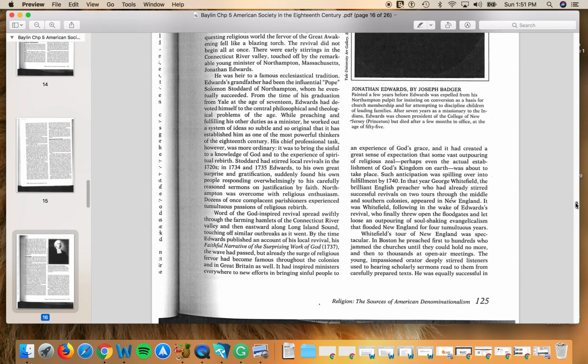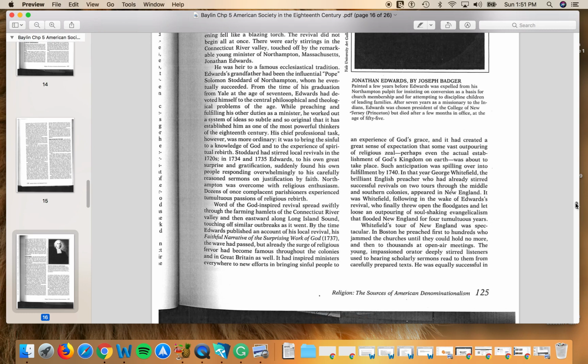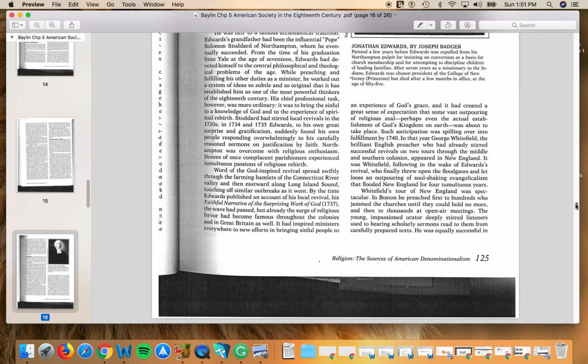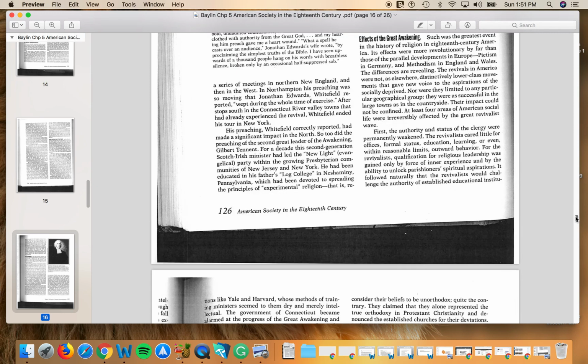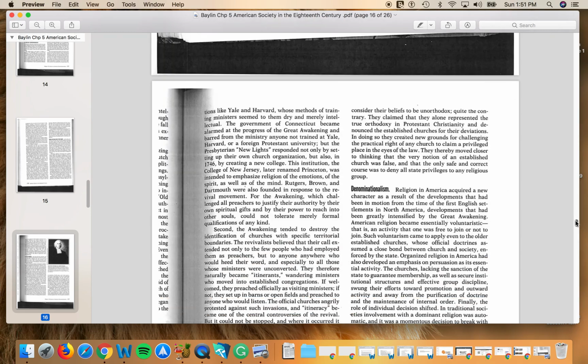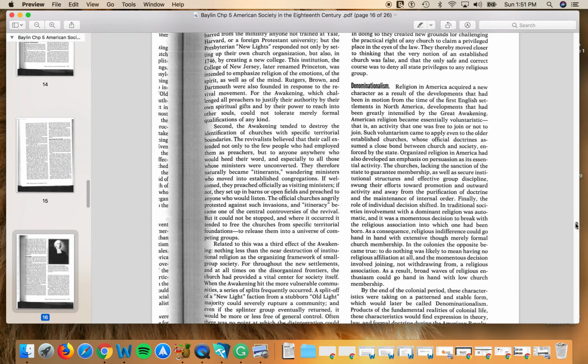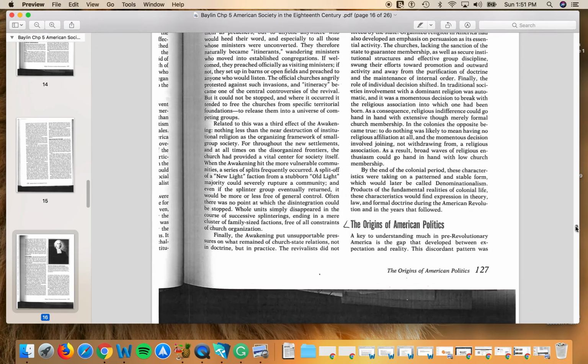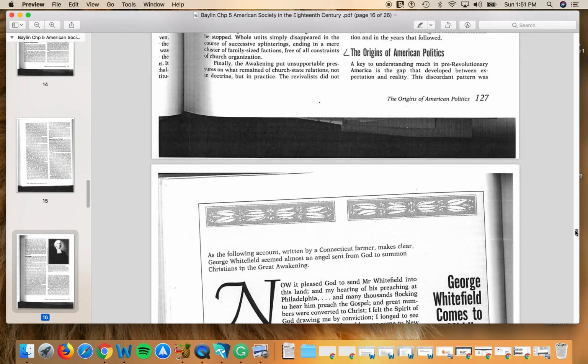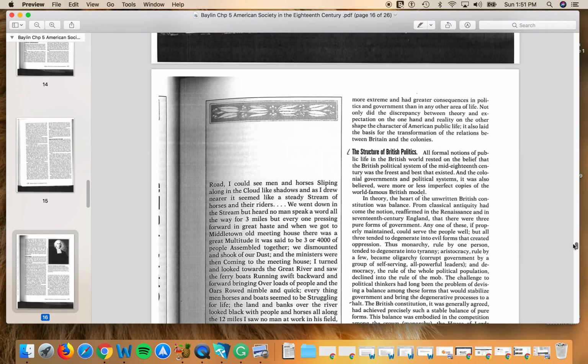There's going to be a second Great Awakening, so you're going to want to be able to know who the significant players are. Like Jonathan Edwards, right? You'll want to know who that is. And so you'll want to know what the effects of the Great Awakening were. Ministers such as Whitefield. There's a lot of information packed in here, so you'll want to really focus in on the Great Awakenings. They begin an exploration of the origins of American politics.